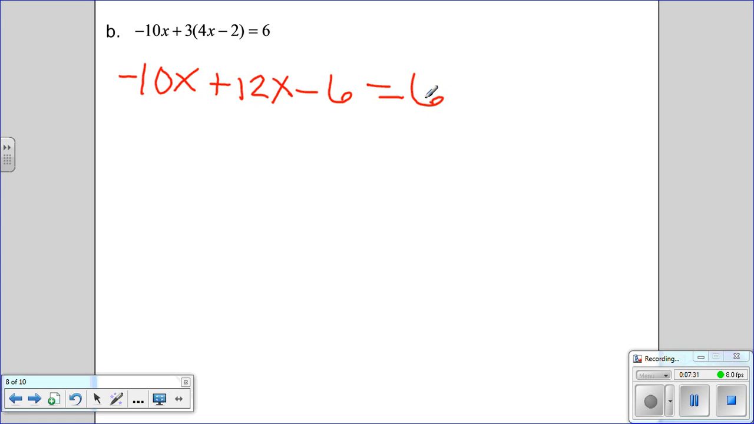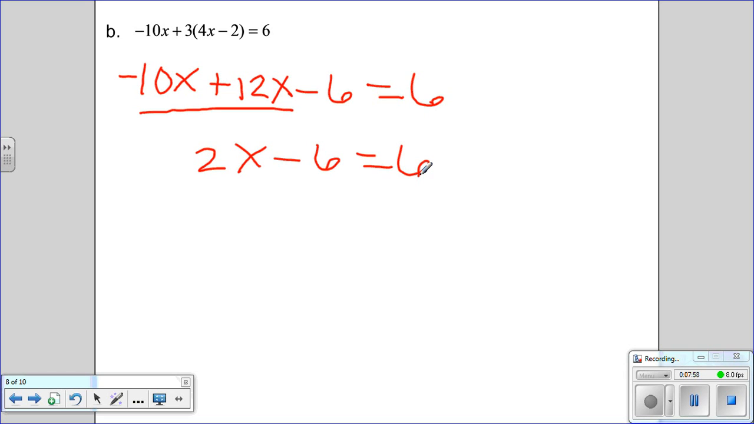Using the distributive property got rid of the parentheses for us. So my next step is going to be to combine like terms. It looks like we've got two terms that have an x, so I need to add these together right here. Negative 10x plus 12x leaves me with a total of positive 2x. So my equation becomes 2x minus 6 equals 6. Okay, and then we can continue solving from there.